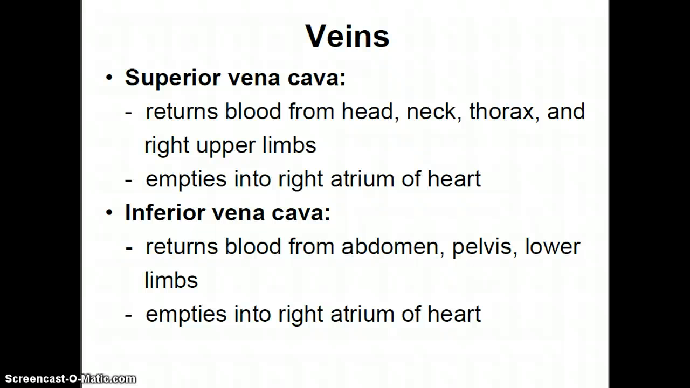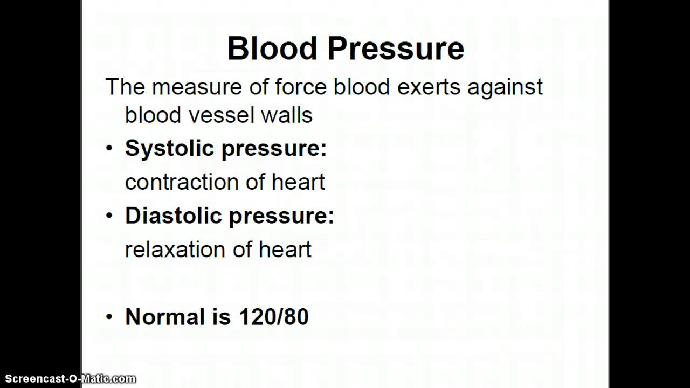All right, veins continue. The superior vena cava is a very large vein that returns blood from the head, neck, thorax, and right upper limbs and empties directly into the right atrium. The inferior vena cava also empties into the right atrium and returns blood from the abdomen, pelvis, and lower limbs.